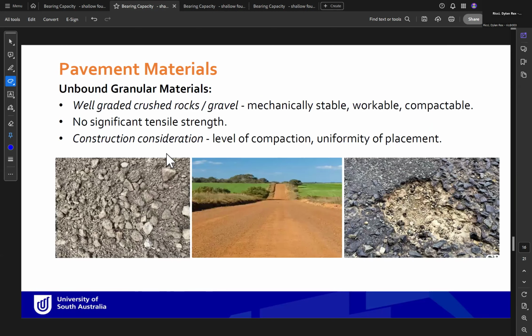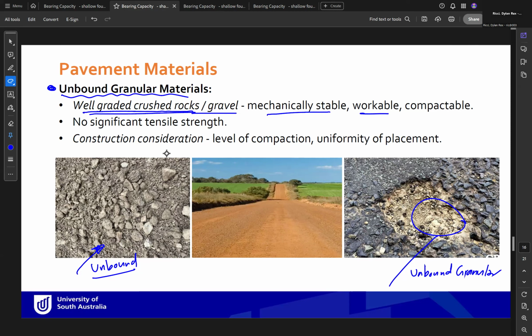Okay. So if we look at the unbound granular material, as you can see in the figure here. These are well-graded crushed rocks or gravel, mechanically stable, workable, compactable. But the disadvantage of this material is that it doesn't have significant tensile strength. The construction consideration for this material is that it needs a high level of compaction, and to be placed uniformly.